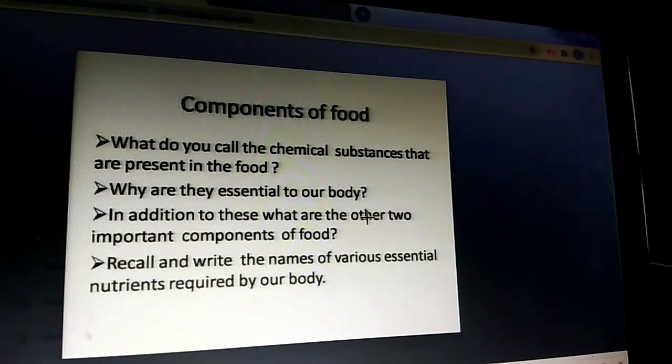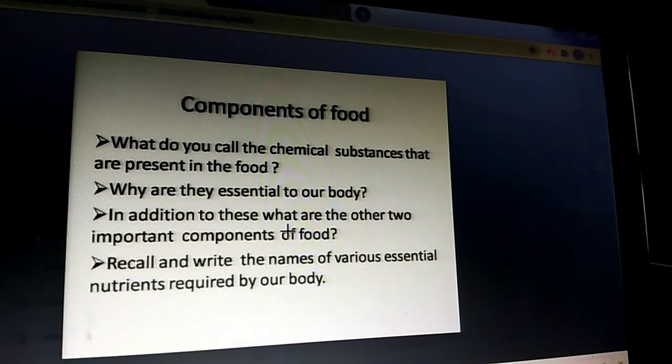Now, last year we studied the different kinds of nutrients. If you observe these questions, the first question, what do you call the chemical substances that are present in the food? The answer is in the fourth question, that is, nutrients. Now, why are they essential to our body? Because they give us energy, life, and good health, protect us from diseases, help in growth, that is bodybuilding, and also repair the worn out parts.